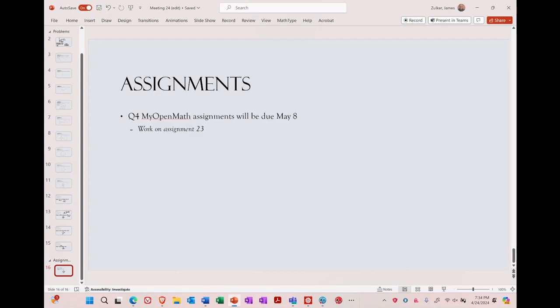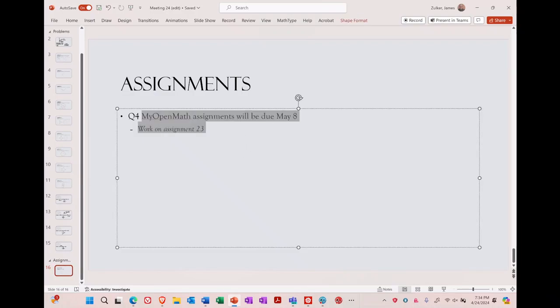So, begin working on assignment 23. I forgot, I just looked at that. That's all calculus. So no assignment to work on this time. We won't be able to do 23 until after we look at the calculus of parametric curves on Monday.